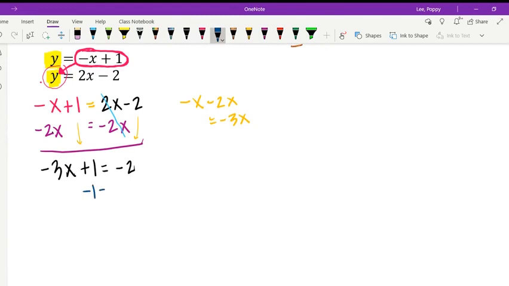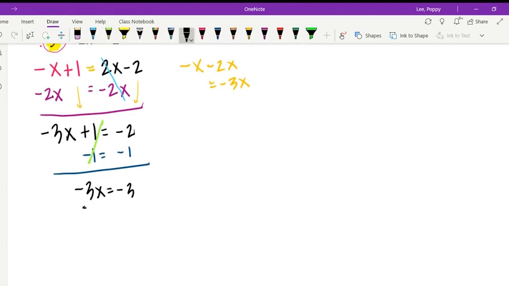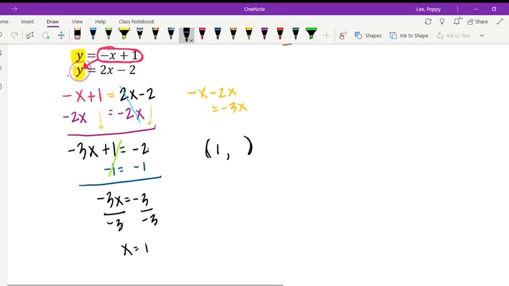So now we keep solving, subtract 1 from both sides. The positive 1 and the -1 cancel. And you have -3x equals -2 minus 1 is -3. Divide each side by -3, and x equals +1. So we have the first part of our ordered pair. We have the x value of our ordered pair.